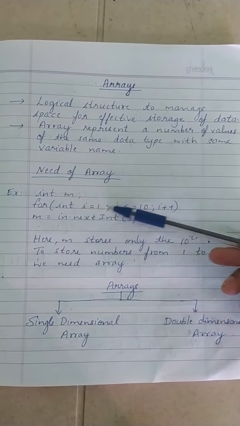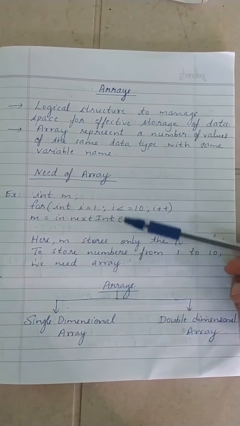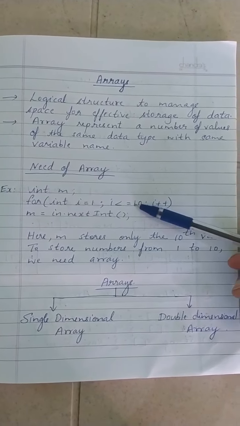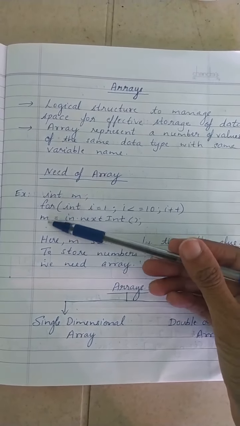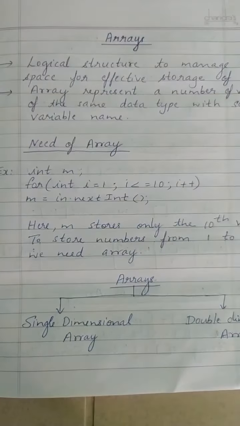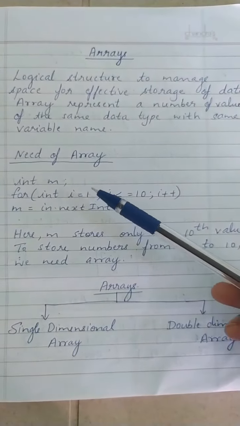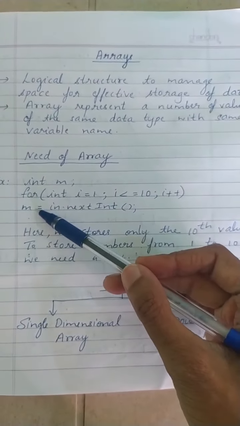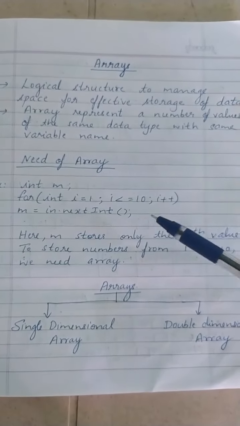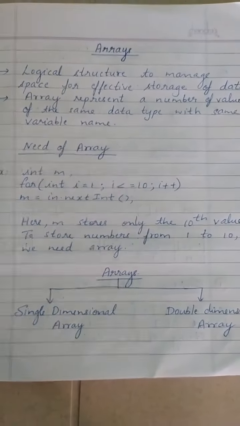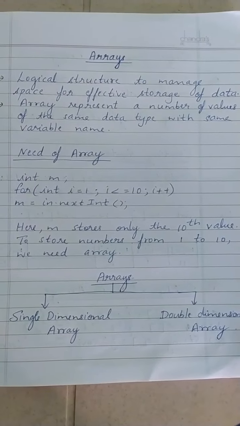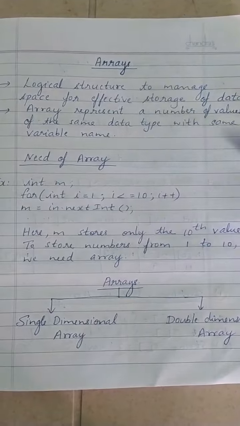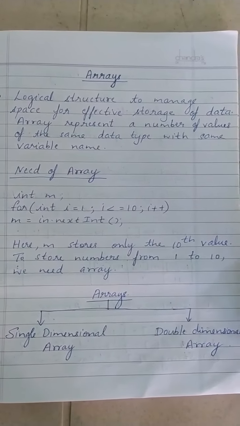So as usual, how will you enter numbers from 1 to 10? You will give inside a for loop and each time the value is changing in m. Suppose if you are entering numbers from 1 to 10, only the 10th number is stored at the final stage. So all the numbers from 1 to 9 are removed from this memory space. So if you want to store all the numbers from 1 to 10, you need arrays. So that is why we are using arrays.